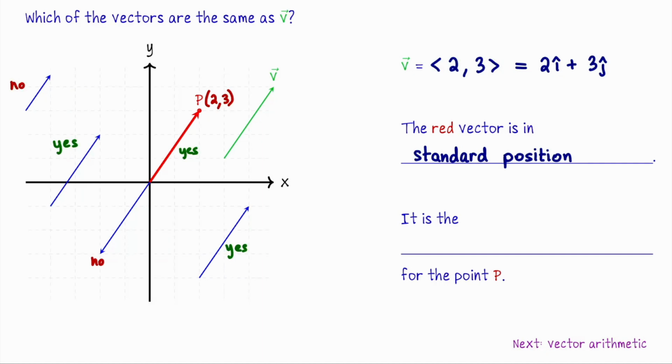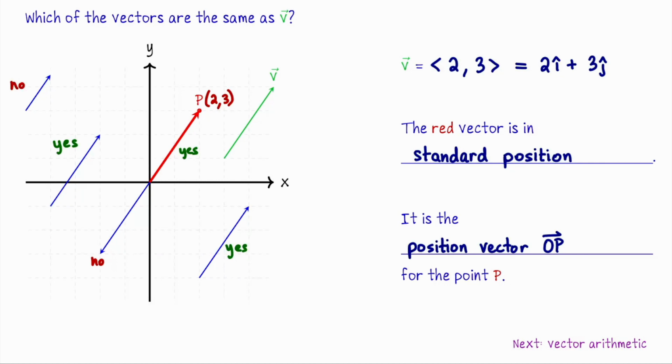So a vector is a length and a magnitude. It doesn't have an anchor point. You can draw the vector wherever you like to. But if you want to draw the vector so that the coordinates of the vector match where the head of the vector is, that's the standard position vector. Taking it a little bit further, we can say it is the position vector for the point P.